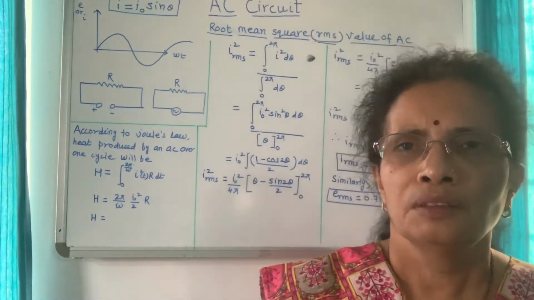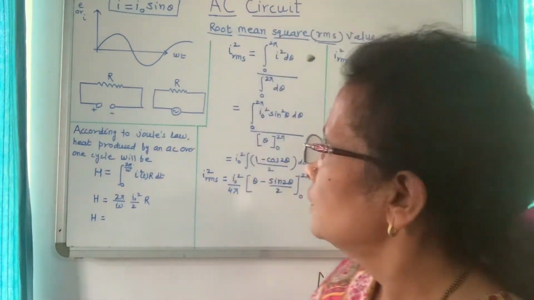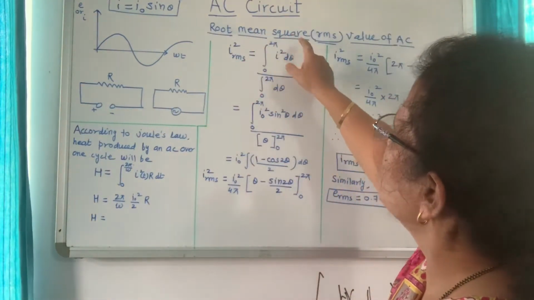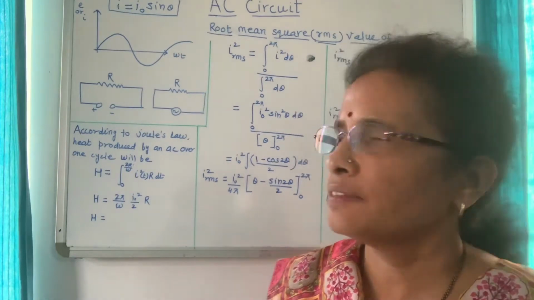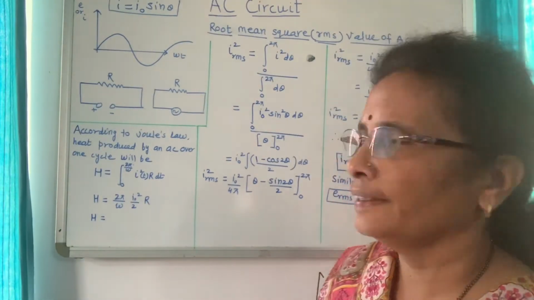Hello students, today's topic is root mean square value of alternating current, that is RMS value of alternating current.